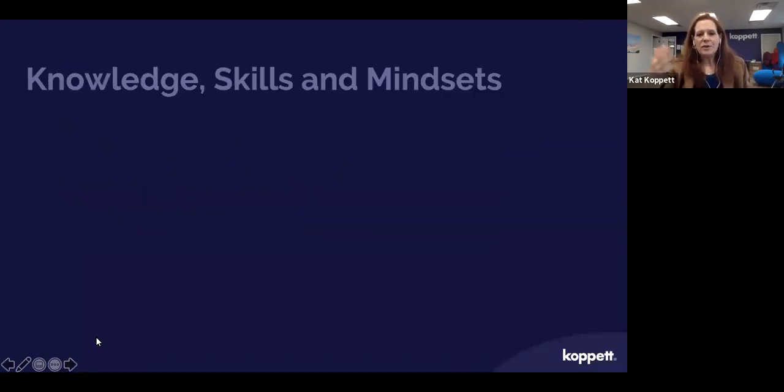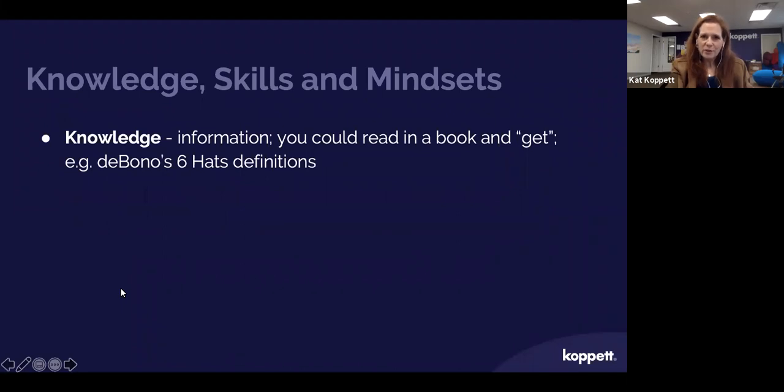So I've been throwing these words around, knowledge, skills, and mindsets. What do I actually mean by that? Knowledge, let's define our terms, is simply information. It's knowledge if you could read it in a book and get it. For example, De Bono's 6 hats, the definition of his 6 hats, is just knowledge. If anybody doesn't know what I'm talking about, he says there are different thinking styles, different ways to approach things, and he has 6 different colored hats. Different hats are useful in different ways. I'm not going to get them all right now, so help me, anyone who has them off the bat or wants to look them up. Maybe Paul will link to De Bono's 6 hats for us.